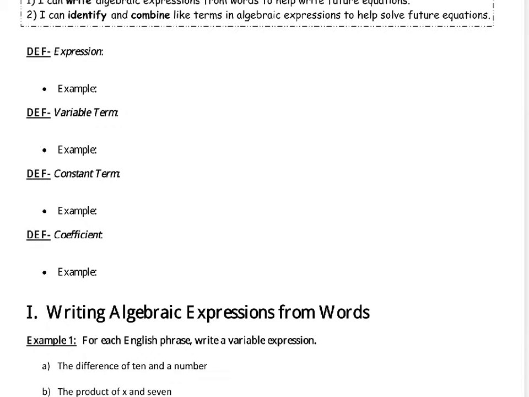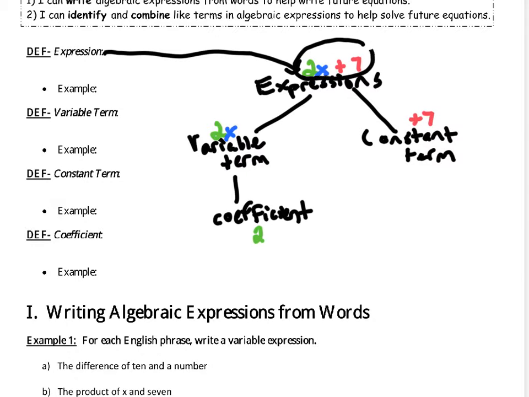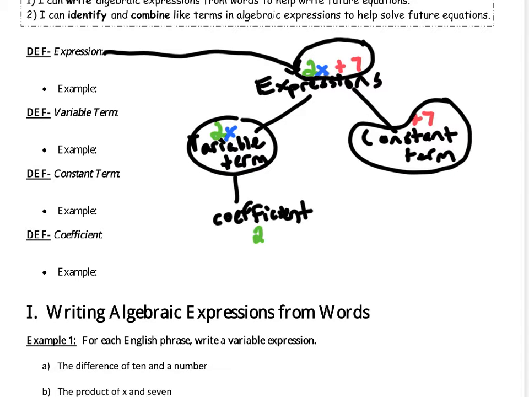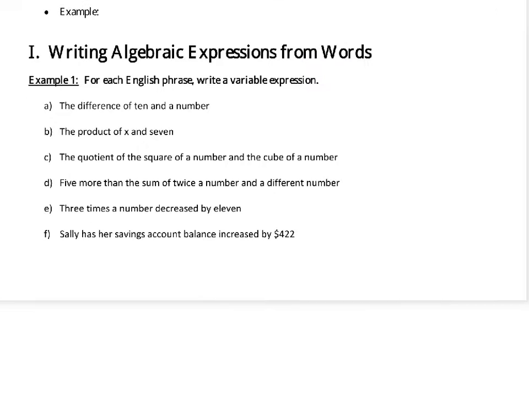A nice easy way to understand how these four definitions are related is through this simple flowchart diagram I've created. So for example, suppose you have the expression 2x plus 7. Well, expressions are made up of variable terms and constant terms. So in that expression, you see the 2x is the variable term, and the plus 7 is the constant term. Now, variable terms also contain coefficients, and those are the numbers that are multiplied by the variables. So that may give you a decent idea of how they are related to one another.